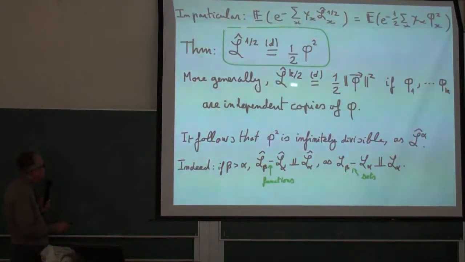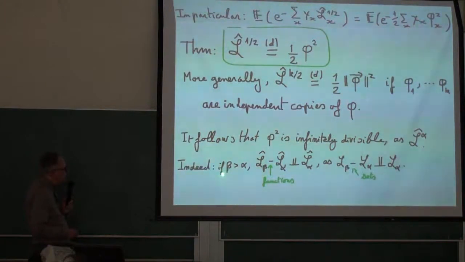In fact, more generally, if you take any integer k, the occupation field for parameter k over 2 has the same distribution as the square norm of a vector-valued free field, especially for k equal 1, k equal 2. For k equal 2, you get the complex free field. And so, for example, it follows from this immediately that the square of the free field is infinitely divisible, because this L alpha hat, this occupation field, is infinitely divisible.